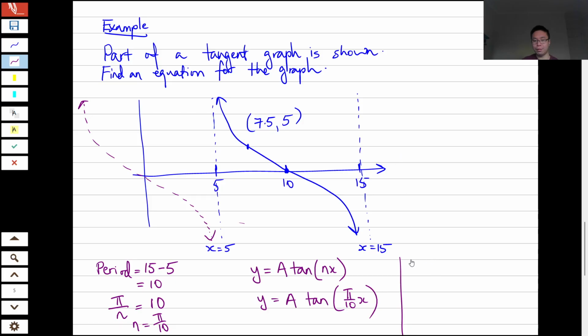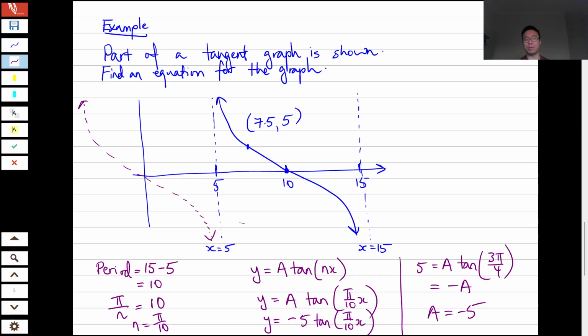So we have 5 equals a times tan of 7.5 on 10, which is 3/4, so it's 3 pi on 4. And tan is negative in the second quadrant. So tan of pi minus pi on 4 is the same as negative tan of pi on 4, which is negative 1. And therefore a is negative 5, as we expected. And so my final equation is y equals negative 5 tan of pi on 10x. And we're done.